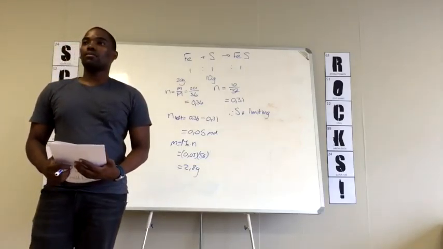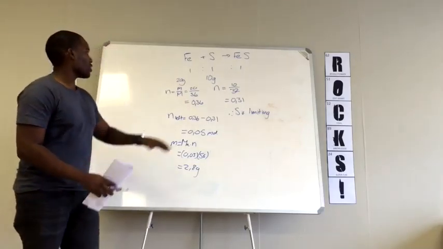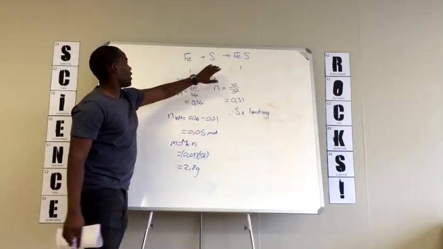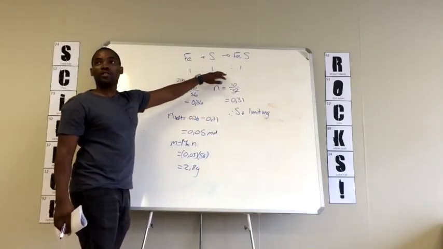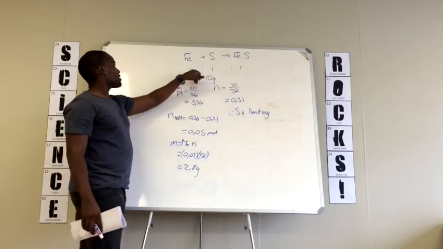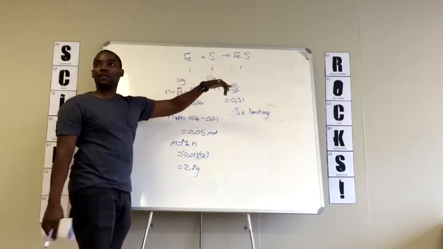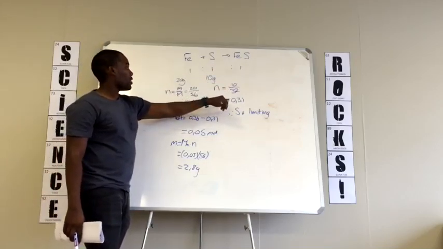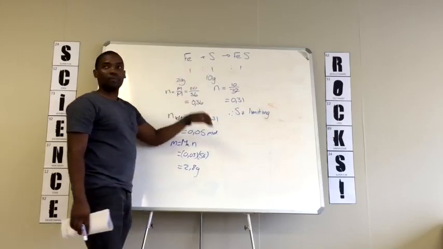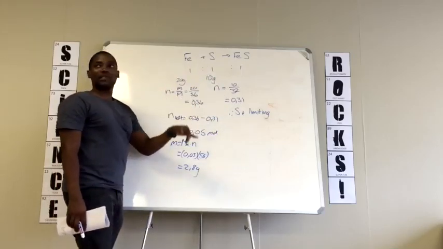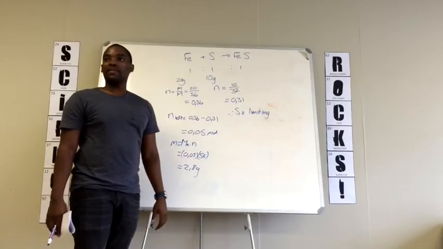What would you do if it wasn't a 1-to-1 ratio? Let's say it was a 2-to-1 ratio. Meaning I would have to react twice as much iron as I did sulfur. So now I just say 0.31 times 2, and I get my answer, and then subtract that from the original amount. Does that make sense?